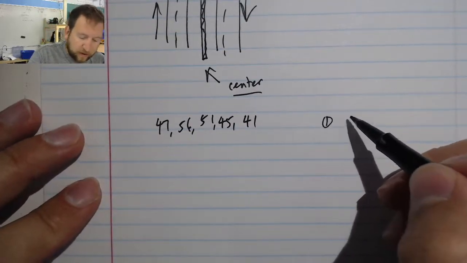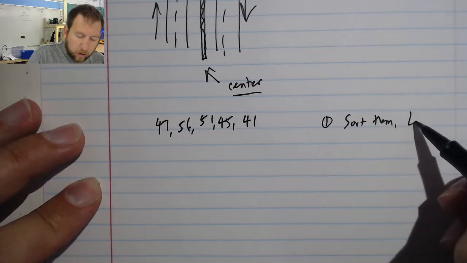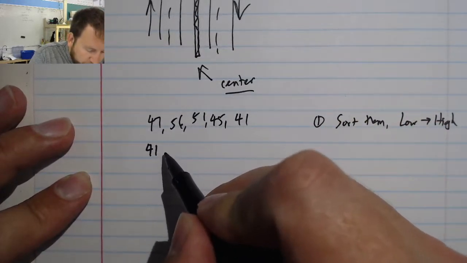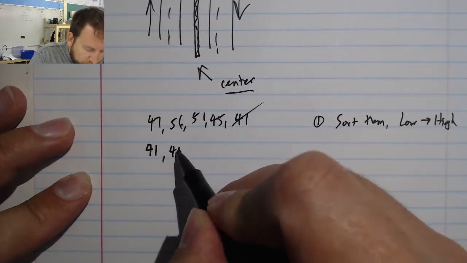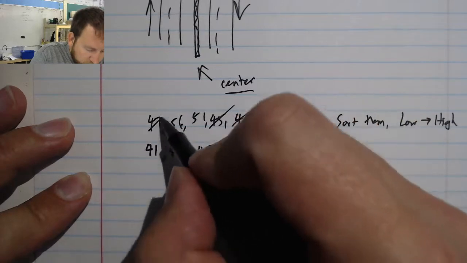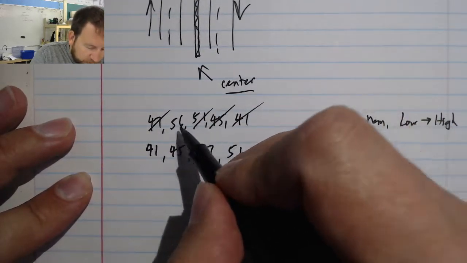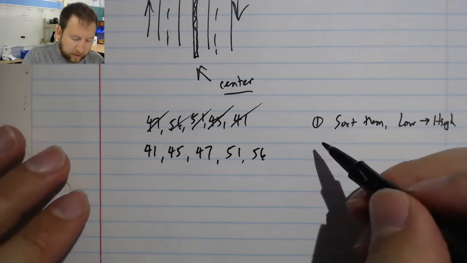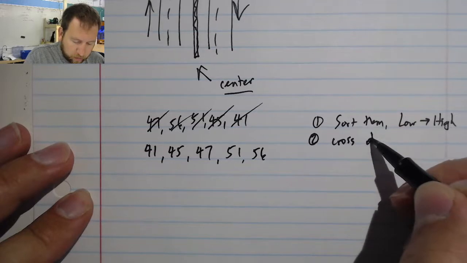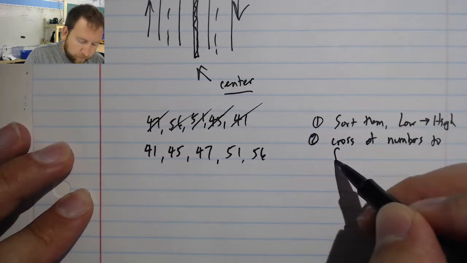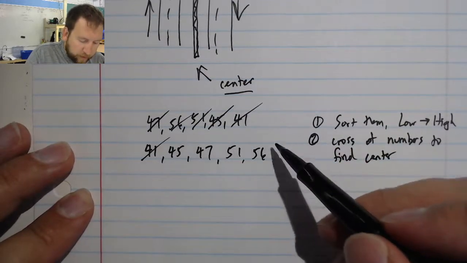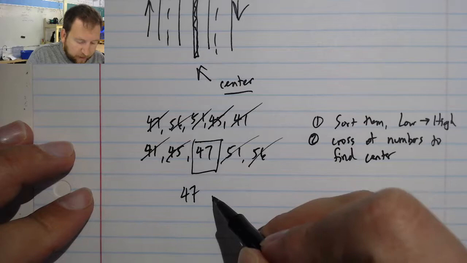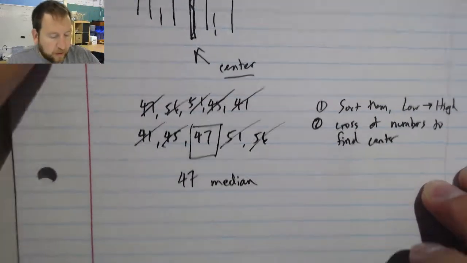So my first step in this case is I need to sort them low to high. Okay, so let's see, my lowest, I'm going to rewrite this as 41, and I like to cross them off so I know that I used them, 45, 47, 51, and 56. Now I have my numbers all in order, and to get my median, what I do then is I just cross off numbers alternating on each side. So this way, which leaves me 47. 47 is my median in this case.